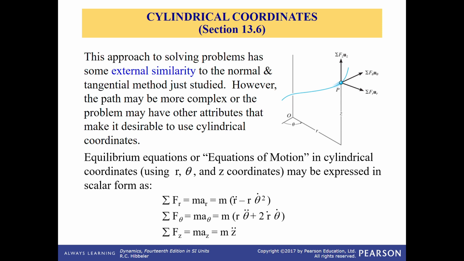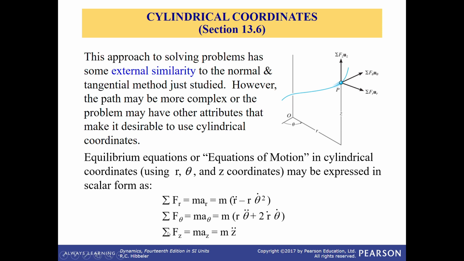The equation of motion in cylindrical coordinates, always denoted by using r, theta and z coordinates, may be expressed in scalar form as summation of Fr equal to m ar, in which ar is actually r double dot minus r theta dot squared. Summation of F theta equal to m a theta, equal to m times r theta double dot plus 2 r dot theta dot.